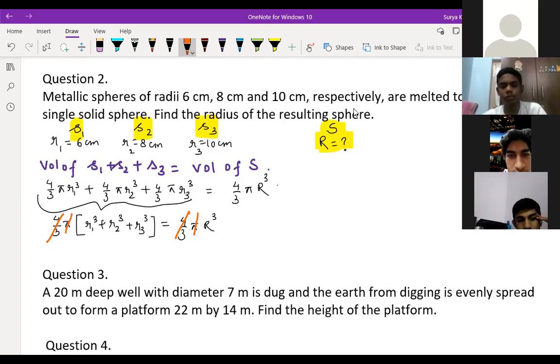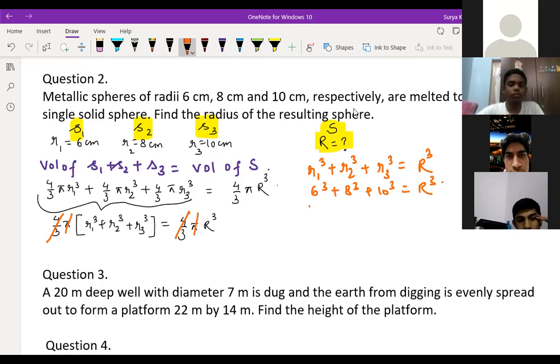So we can write it here as R1 cube plus R2 cube plus R3 cube is equal to R to the power 3. So here 6 cube plus 8 cube plus 10 cube is equal to R to the power 3. So 216, 512, 1000. So R cube is equal to what we'll get? Add this, children. 1728.